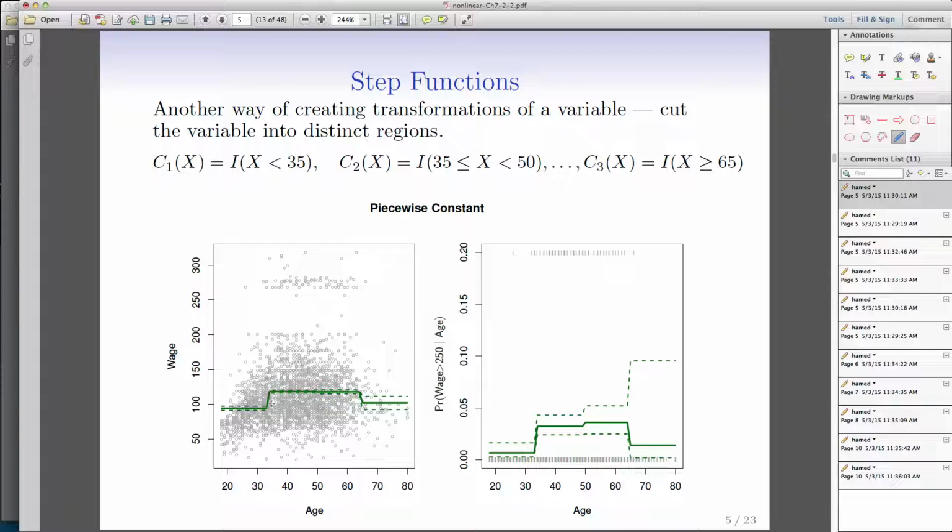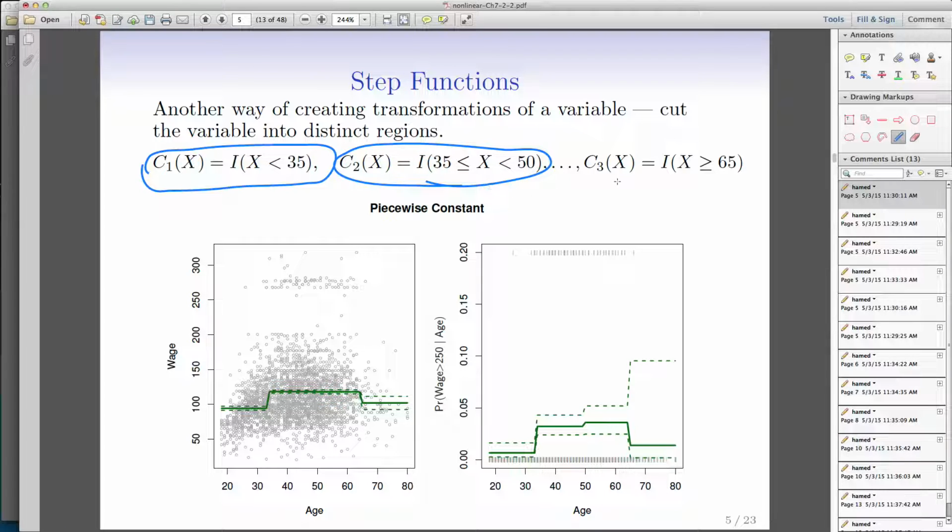We just divide our data set into different groups that we believe are really different. For example, in this data set, wage versus age, we split our data into people who are less than 35, people who are between 35 and 50, people who are between 50 and 65, and people who are more than 65. So this is C4. So C3 will be I of X being between 50 and 65.